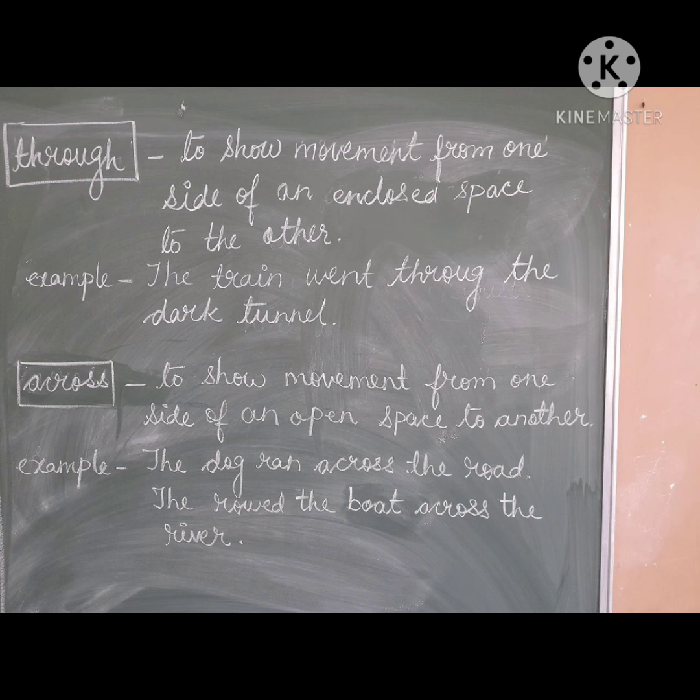Next, we use across to show movement from one side of an open space to another. Like the dog ran across the road, it tells us of movement from one side of an open space to the other. The road is open from all the sides, but the dog crossed the road. They rowed the boat across the river. The river is also open from all the sides, but they rowed the boat across the river from one side to another. So children, this was all about the prepositions.